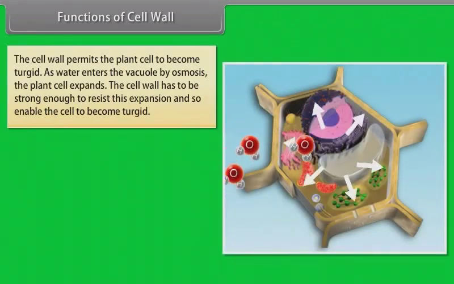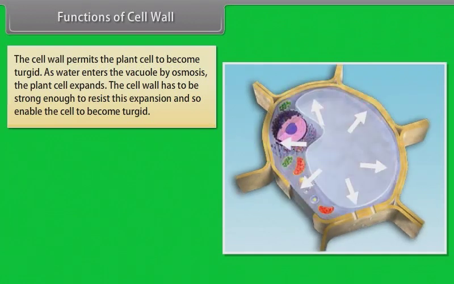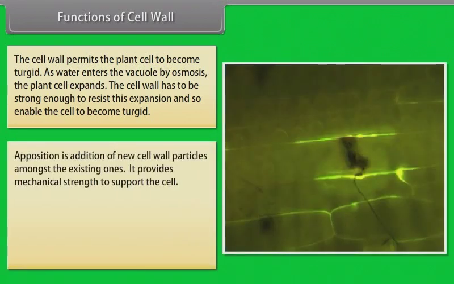The cell wall permits the plant cell to become turgid. As water enters the vacuole by osmosis, the plant cell expands. The cell wall has to be strong enough to resist this expansion and so enable the cell to become turgid. Apposition is the addition of new cell wall particles amongst the existing ones. It provides mechanical strength to support the cell.